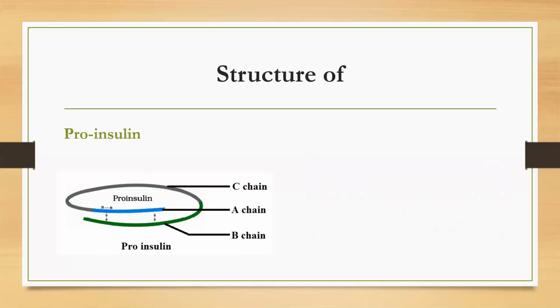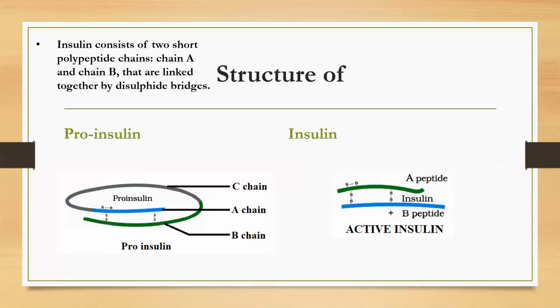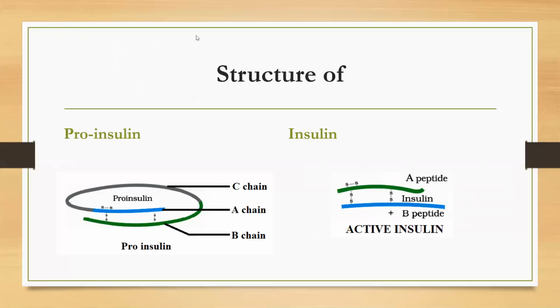Let me explain the structure of insulin now. See, this is the diagram of active insulin. Here you can see only 2 polypeptide chains are there. One is the A peptide, another one is the B peptide, and these 2 polypeptide chains are linked or paired with the help of a disulfide bond. So here is the explanation. Insulin consists of two short polypeptide chains, that is chain A as well as chain B, that are linked together by disulfide bridges. So this is regarding the structure of proinsulin as well as insulin. These two diagrams are very important for the exam.